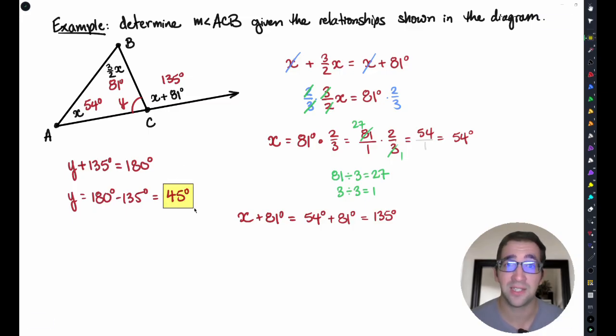So we just used the exterior angle theorem in order to find a missing angle, given some partial information about the triangle. And in fact, along the way, we were able to find all of the angles in the diagram.